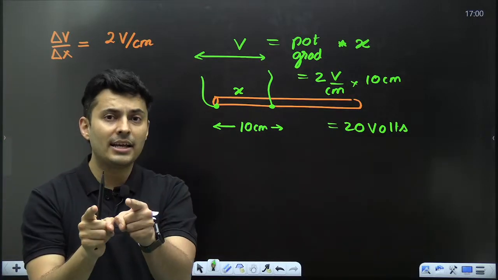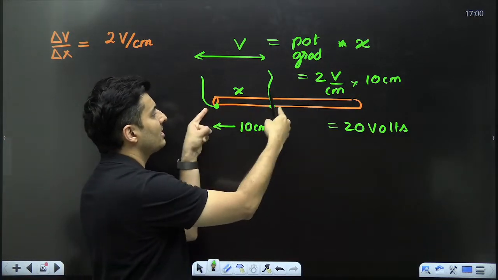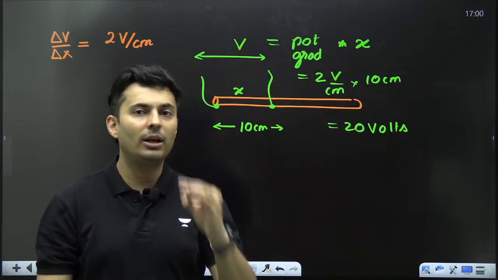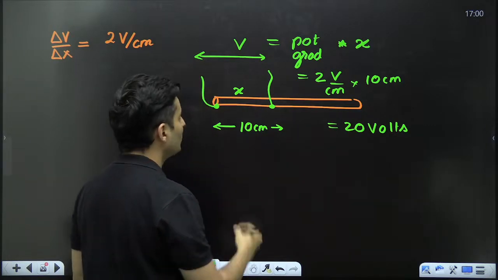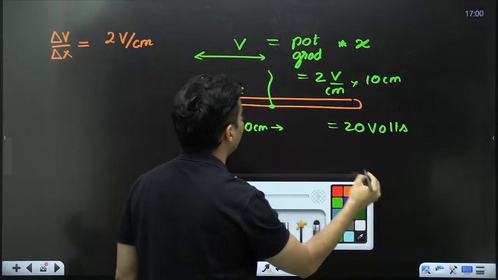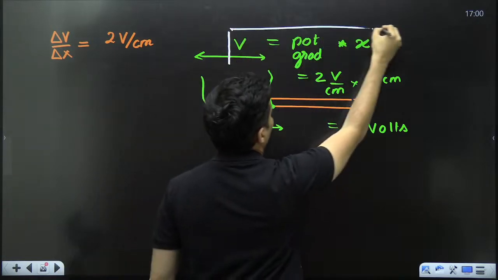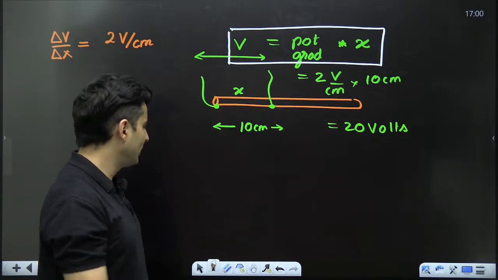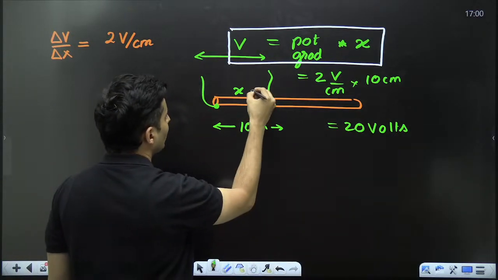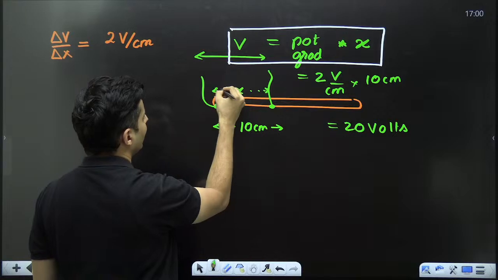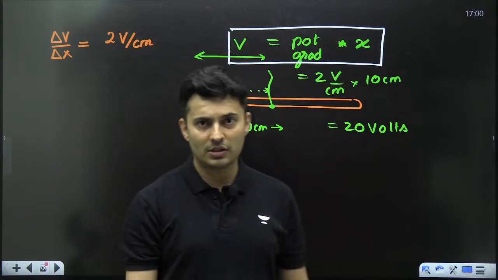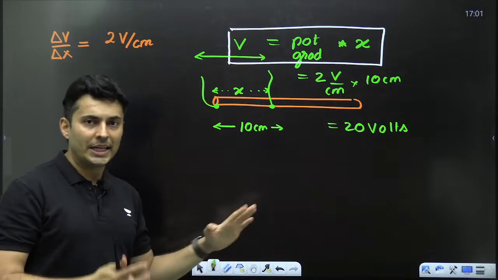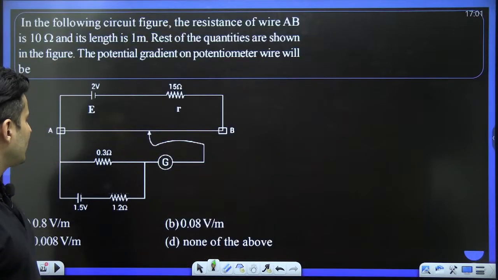20 volts is the voltage difference. So by the gradient, I can find the voltage difference between any 2 points on the potentiometer wire. Is that particular point very clear? Using this formula, the voltage is potential gradient into X, the distance between those 2 points. I can easily figure out the voltage between these 2 points using this formula. Perfect. So keep this in mind. Now we'll see the applications in a bit, but before that, let's solve some basic questions.